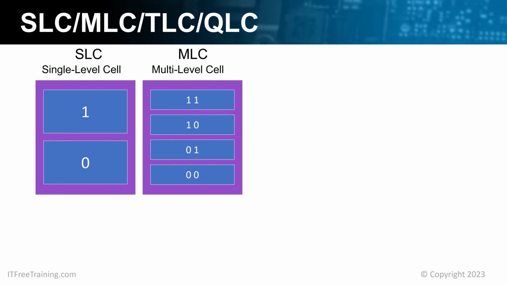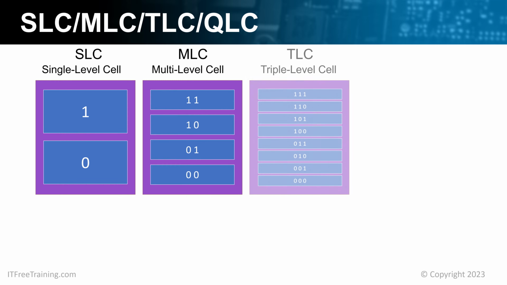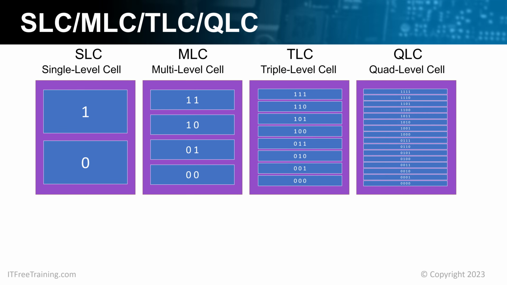A multi-level cell, or MLC, is able to store 4 values. It does this by changing the amount of the charge that is stored in each cell. Essentially, it is just a matter of reading how much charge is in the cell. This is not as easy as it sounds. The process takes longer to read data, write data, and the cells wear out faster. The next cell type is triple-level cell, or TLC, followed by quad-level cell, or QLC.